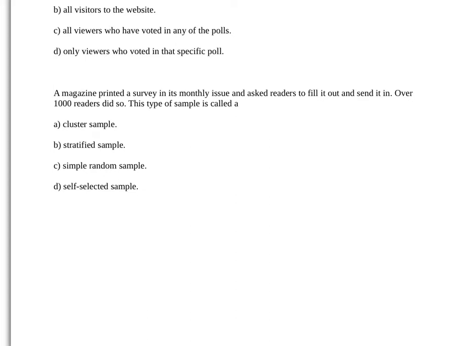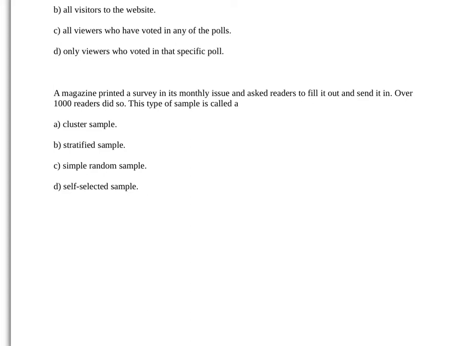All right, well, it's not a cluster sample, right? How did they cluster? They didn't cluster anything. They didn't group anybody. No, that didn't happen. Similarly with stratified sample, they didn't separate into strata. They just had all the subscribers, all the people who read that magazine were able to send this in. Is it a simple random sample?